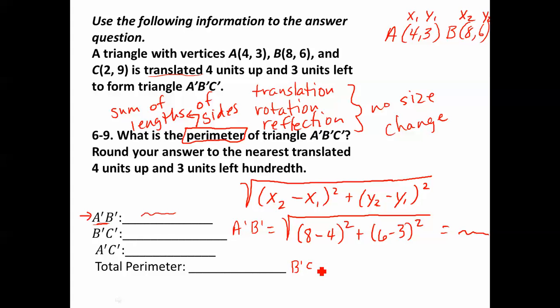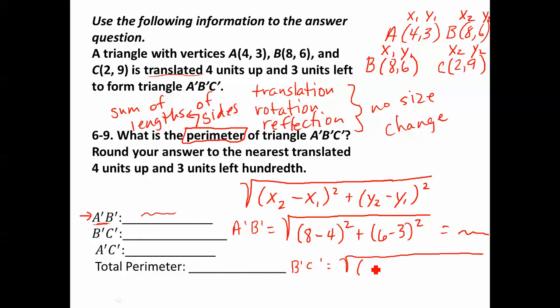Then B prime to C prime, we're going to do the same thing, except we're going to use B and C because we don't need A. So B is 8, 6, C is 2, 9. Again, here they are, the points. I'm going to label this x1, y1, x2, y2, and I'm going to plug it in. x2 is 2 minus x1 is 8 squared plus y2 is 9 minus y1 is 6 squared. I type that into the calculator and I get a number. I'm going to write that number right there.